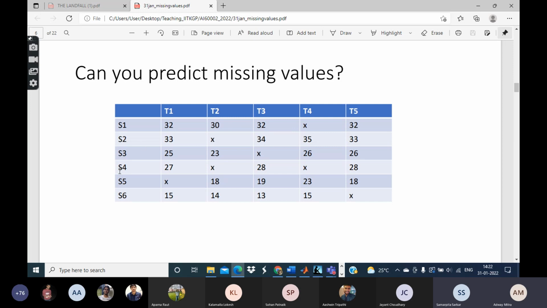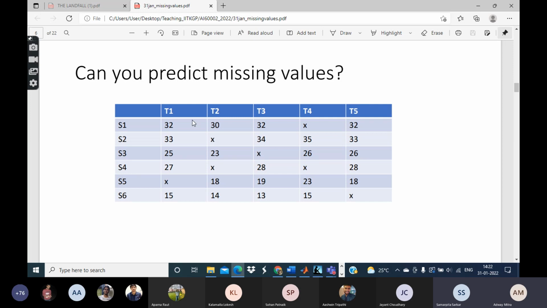If you see S3 and S4, their mean readings are roughly around 26. In case of S5 and S6, it's much lower, right? So we can roughly identify some kind of clusters of locations. Maybe these 2 locations are from one region, these 2 locations are from another region, these 2 are from a third region, etc. If you see temporally, if you go along the 5 time points, can we see some kind of trend?